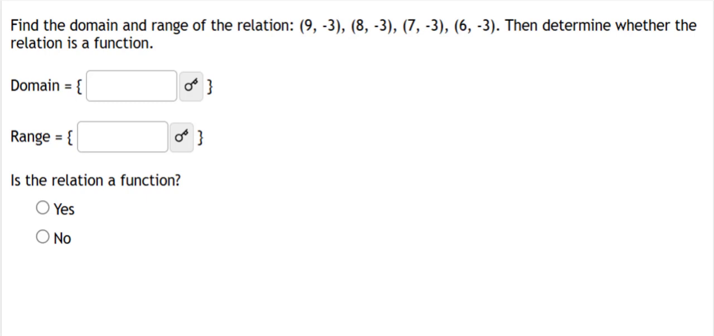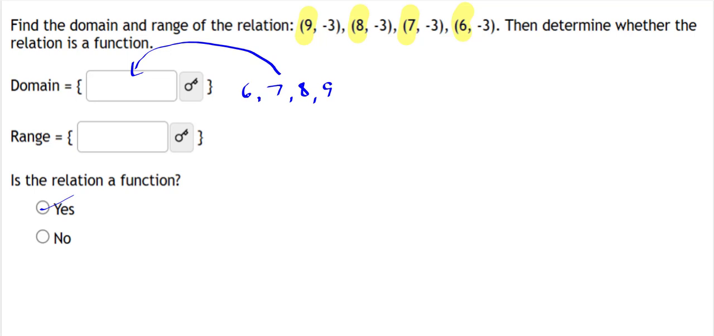a function. Well, the domain is the x values. So the x values are as such. Now, normally, it doesn't matter what order you put them in, but traditionally you just put them in ascending order. That would go in there. Okay? Now, there's 4 x's, and every one of them is a distinct x. There's none that repeat, so therefore this relation is a function.